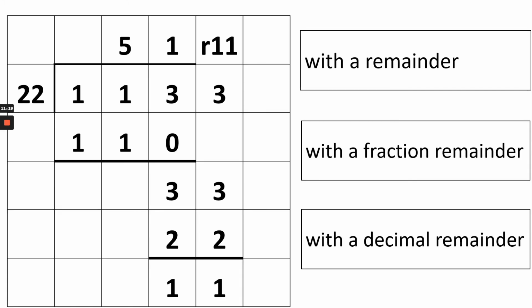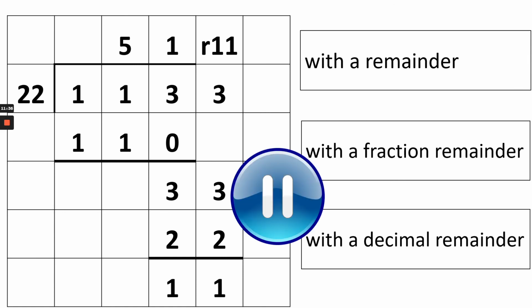Now, just like before, we're going to look at that answer, 51 remainder 11, and we're going to write it in 3 different ways. Once with a remainder, again with a fraction remainder, and one last time with a decimal remainder. Pause the video and have a go.